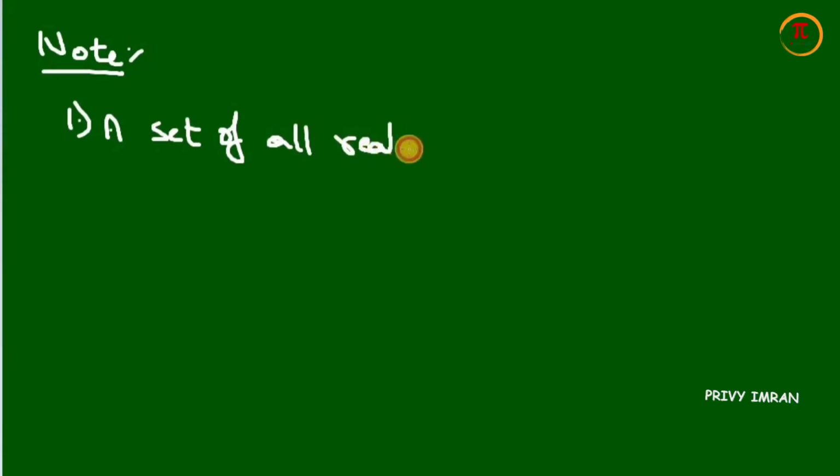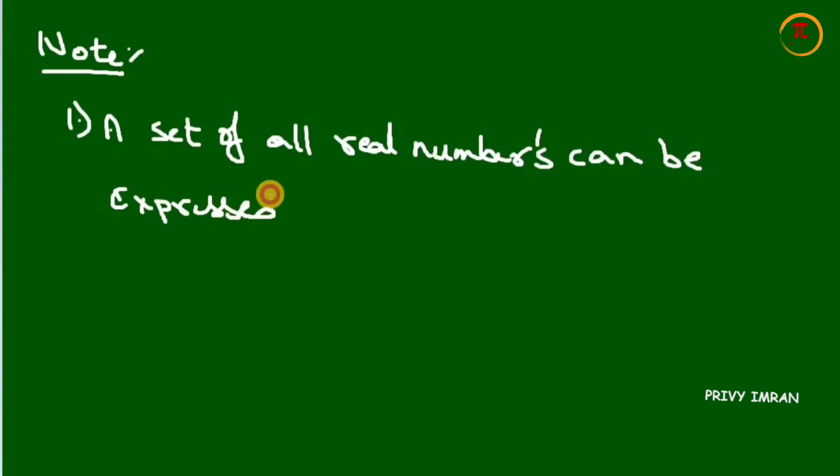Note. Point number 1. A set of all real numbers can be expressed as open interval minus infinity to plus infinity.